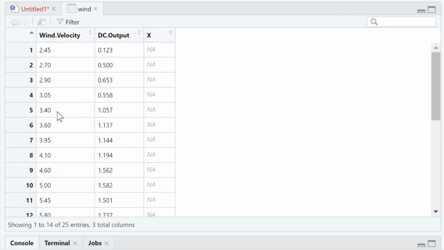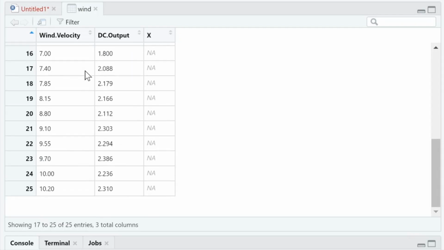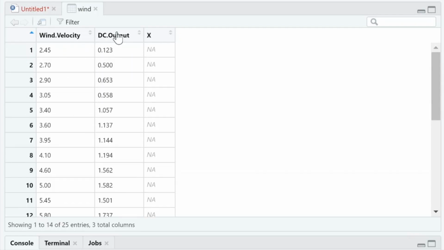Okay, so we have two columns. Well, we have three columns, right? Something went funky with reading it in when it was stored as a CSV, but that's fine. I'll show you how to get rid of that. But we have two columns that matter, wind.velocity and DC output. So this is like an energy output of a wind turbine, and this is the wind speed, so pretty much how fast it's blowing, and then how much energy is being produced.